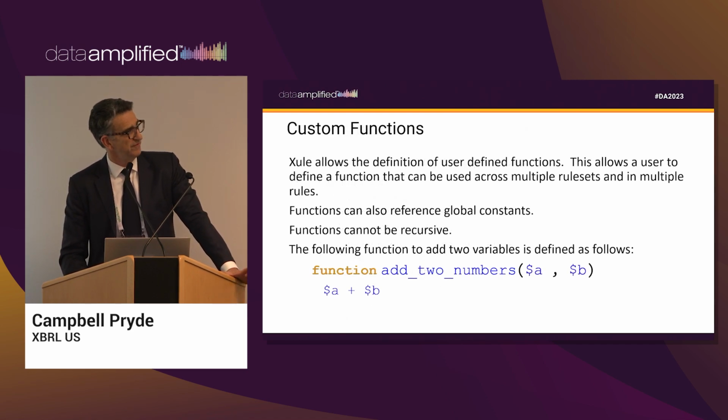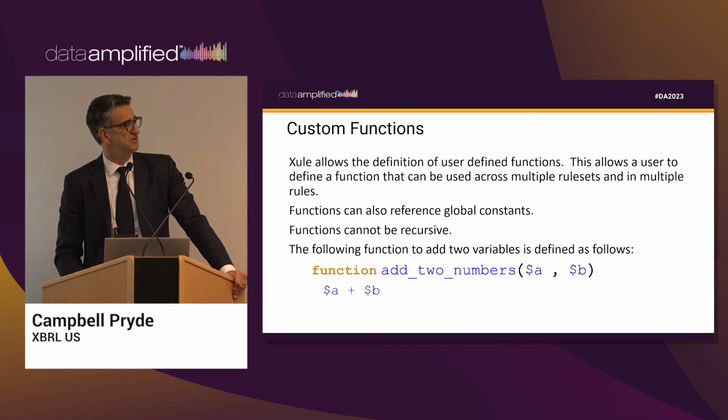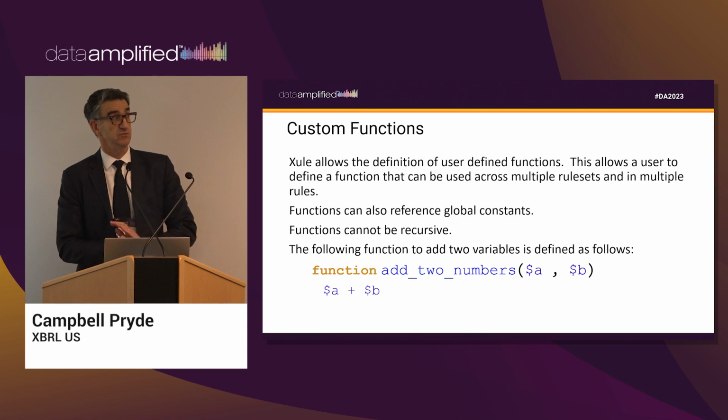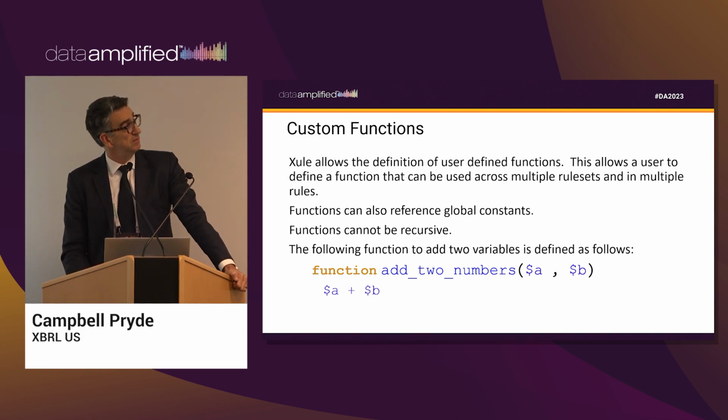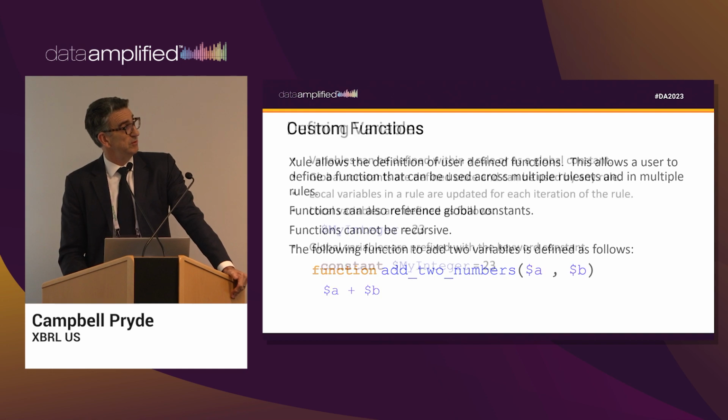You can define your own functions. This is just how you do it. For example, this function adds 2 numbers together, with variables for what the operation is going to be. We do write a lot of functions, because there's a lot of operations we've found that we end up doing over and over and over again. And we just define those in a file and bring those into a rule set.